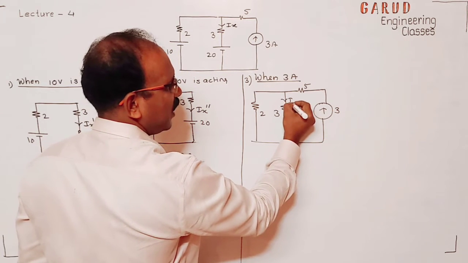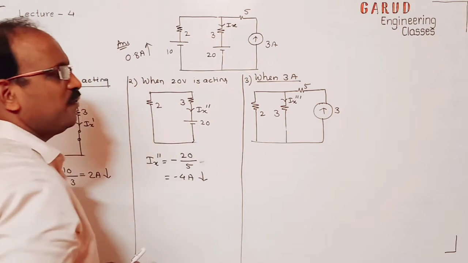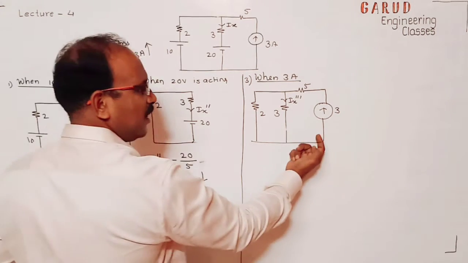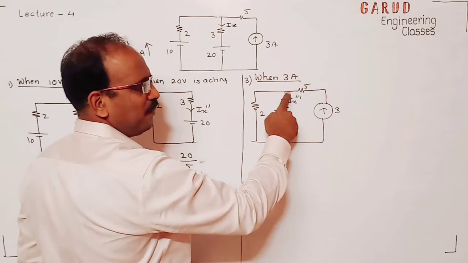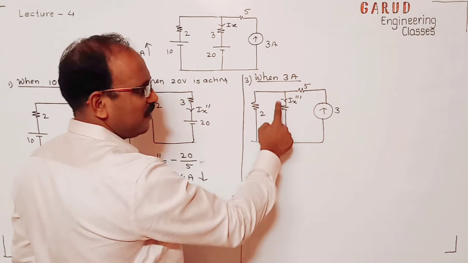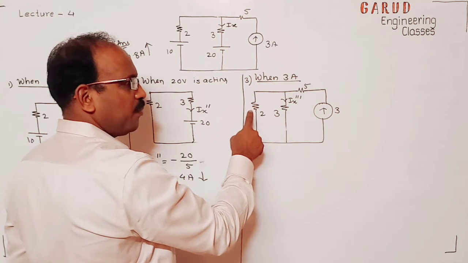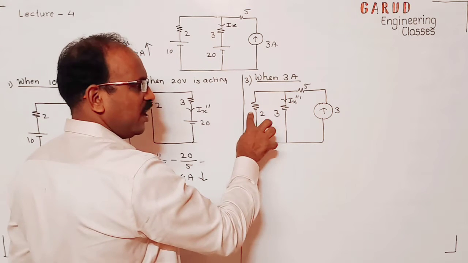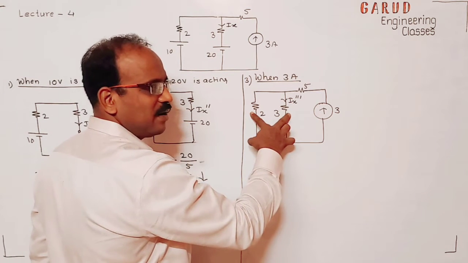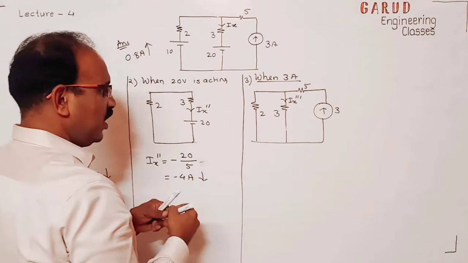Now here we can say Ix triple dash. So we can use current division method. What is that? If the current is flowing till here, it is 3 ampere. So it is splitting into 2 parts. This current you want means total incoming current into opposite branch resistance upon this plus this, where that current is getting divided.